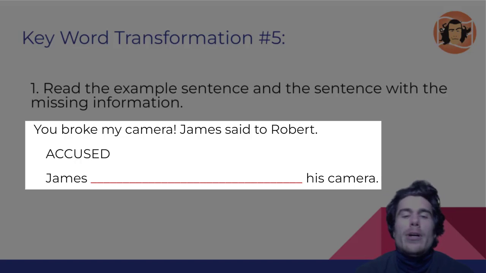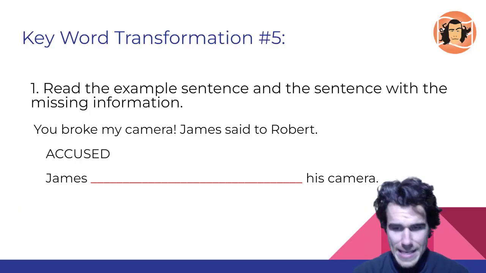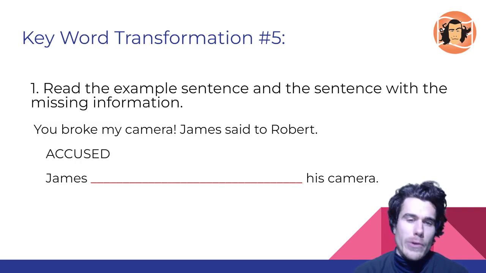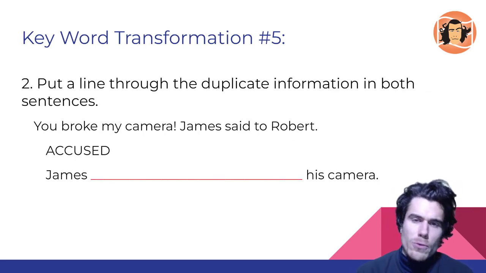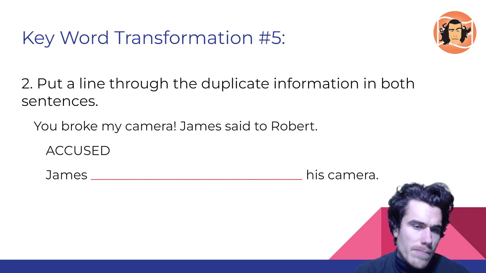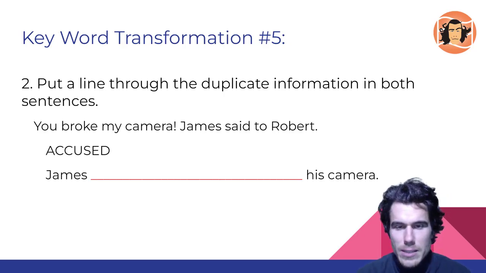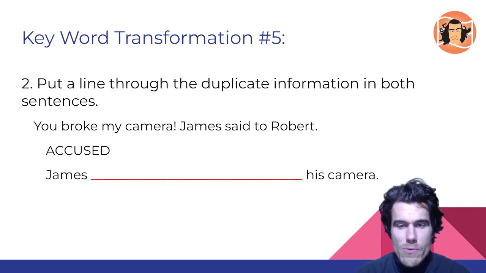"You broke my camera," James said to Robert. James, his camera. Okay. Step 2. Put a line through the duplicate information in both sentences. Duplicate information. Okay, so that's looking for the same information in the example and our sentence. So pause the video and put a line through duplicate information. When you're ready, press play, and I'll show you which words I put the line through.